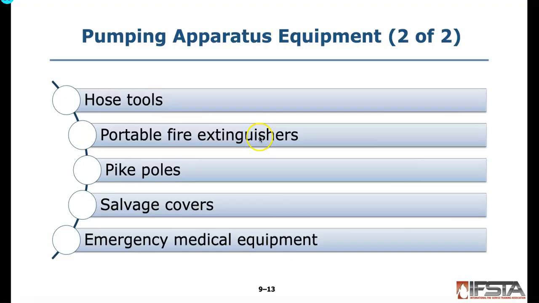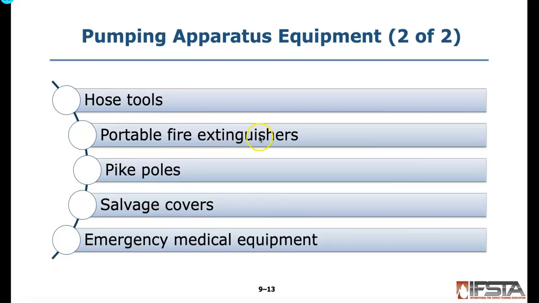We have hose tools. We've got to connect our fittings, got to connect our nozzles, so we have tools that we can utilize to do that. Every apparatus, you're going to find a fire extinguisher or portable fire extinguishers. There's a minimum requirement for those. We have pike poles, salvage covers. Salvage covers are tarps, essentially, that are used to help minimize damage when we do attack a fire.